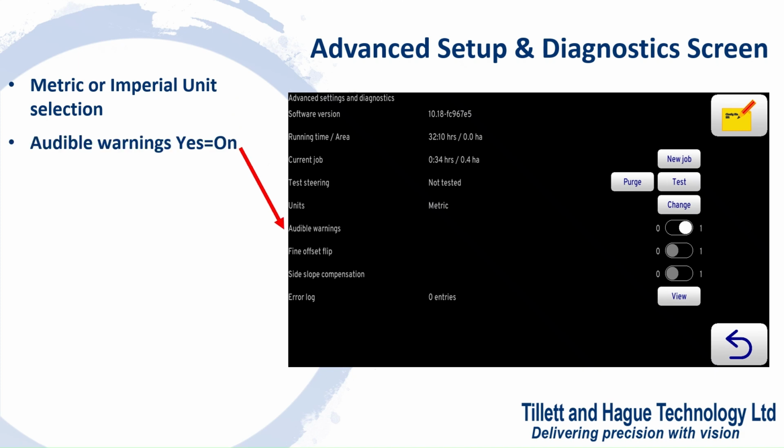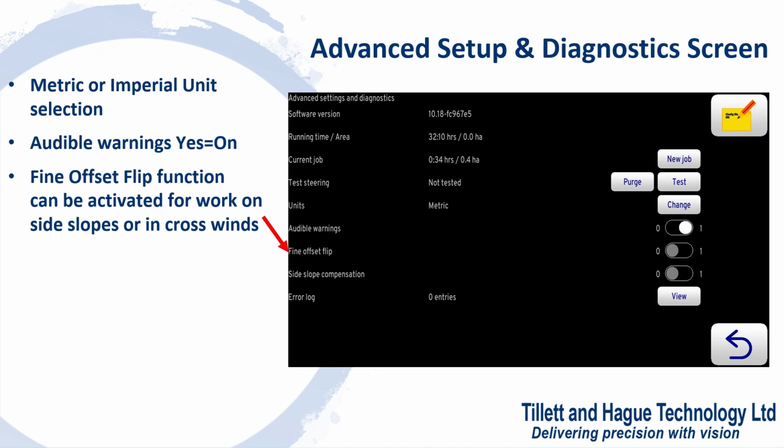There is a buzzer in the console which can be set to sound an audible warning if the tracking warning is displayed. The default is on. If a machine will be regularly used on side slopes or work within tall crops that might be biased to one side by a crosswind, then it might be worth enabling the fine offset flip option. As we saw in an earlier slide, that adds a touch button to the working screen below the fine offset bar that enables drivers to flip between 2 fine offset values.